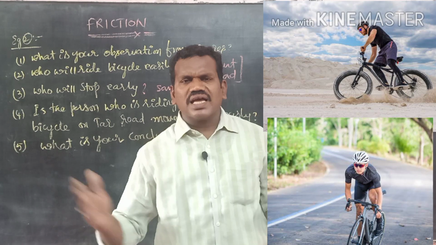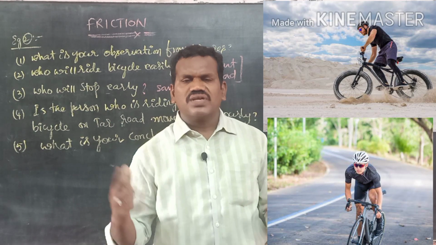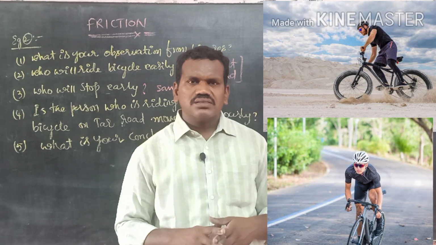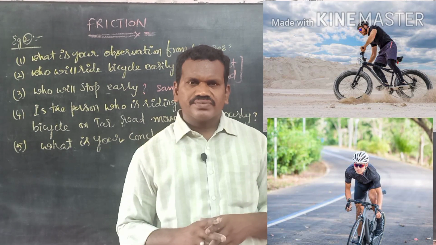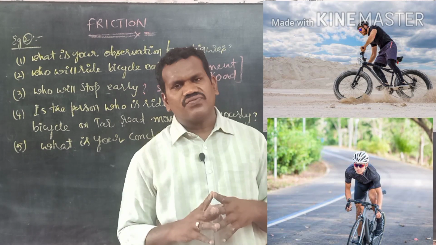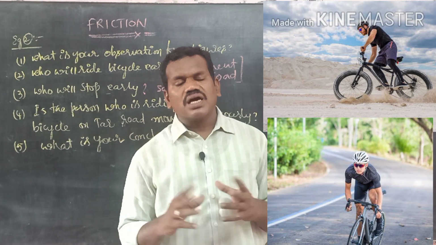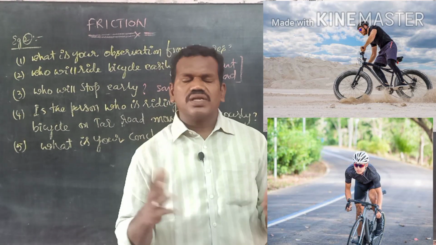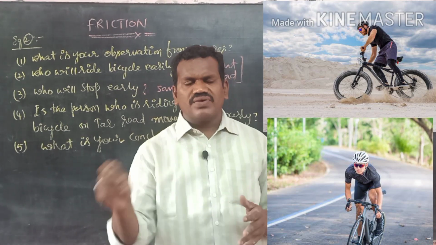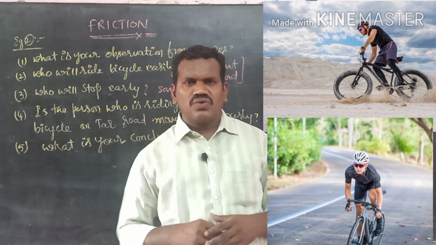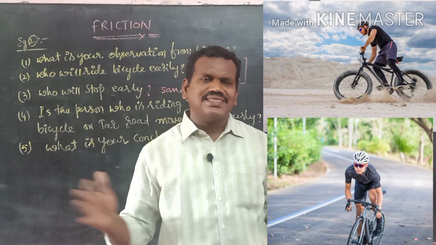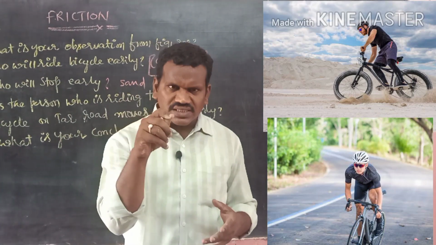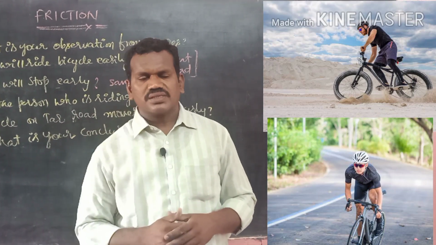See, if we look at the tires of vehicles, after some days, some months, some years, they are worn out, they are going to reduce their life. Why? Because of the friction between the tires and the road, they will wear. Even a pen or pencil, whatever it may be, will decrease its life because of the friction between the surface and the object.